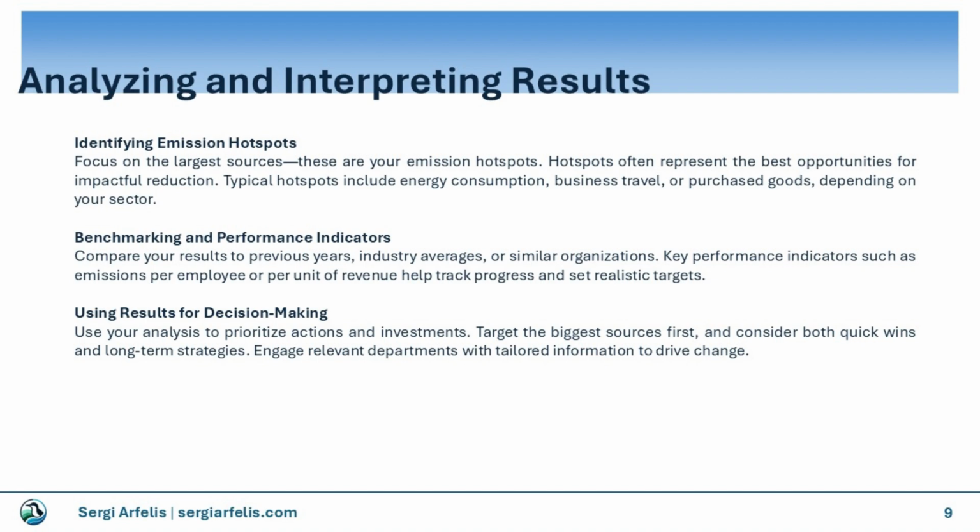Finally, use your analysis to support decision-making. Prioritize actions and investments based on your findings. Target the biggest sources first, but also consider a mix of quick wins and long-term strategies. For example, switching to renewable electricity might be a quick win, while redesigning your supply chain for lower emissions could be a longer-term project. Make sure to engage the relevant departments with tailored information.